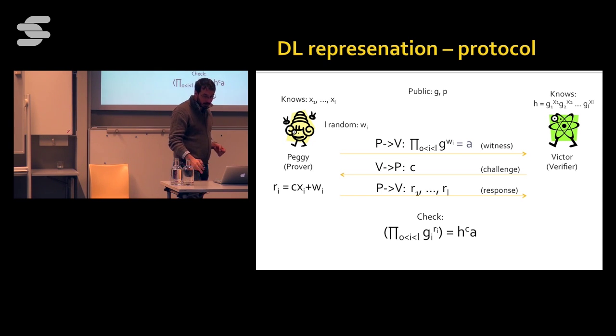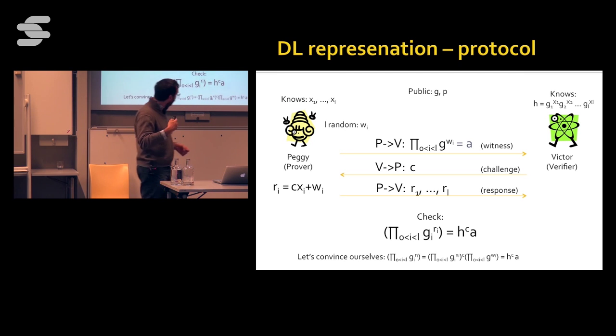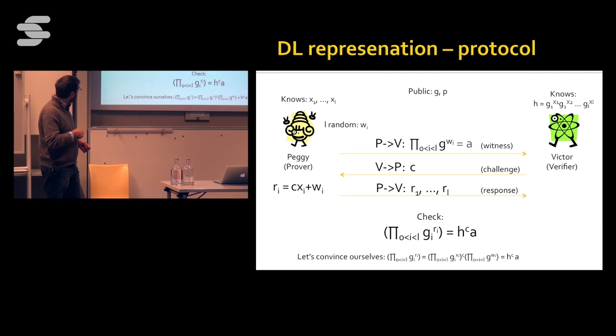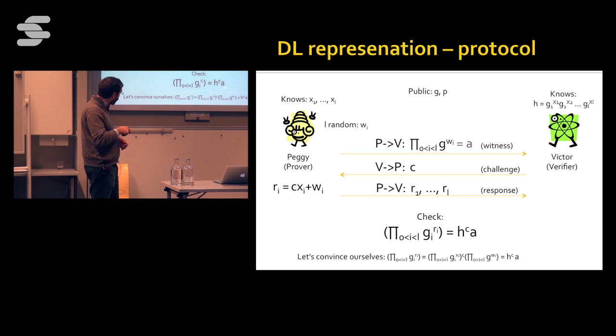Now it might take a little bit of convincing yourself that indeed GI to the RI becomes GI to the XI all multiplied together and G to the W, and that indeed actually is equal to H to the C and to the A. So you will have to just go home and take the notes from online and work out a little bit that it works, but it just works out because indeed RI is CXI plus WI.